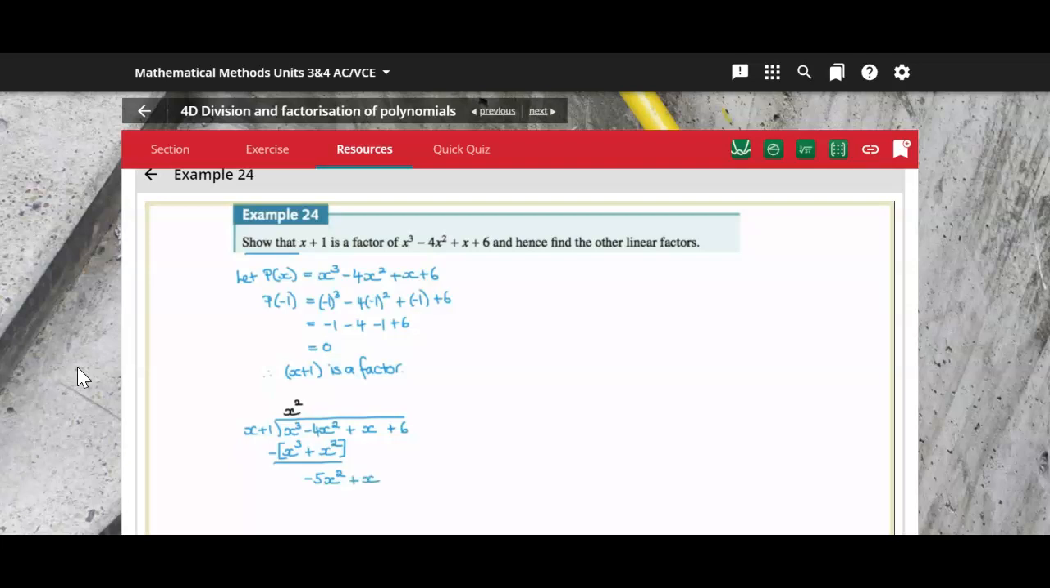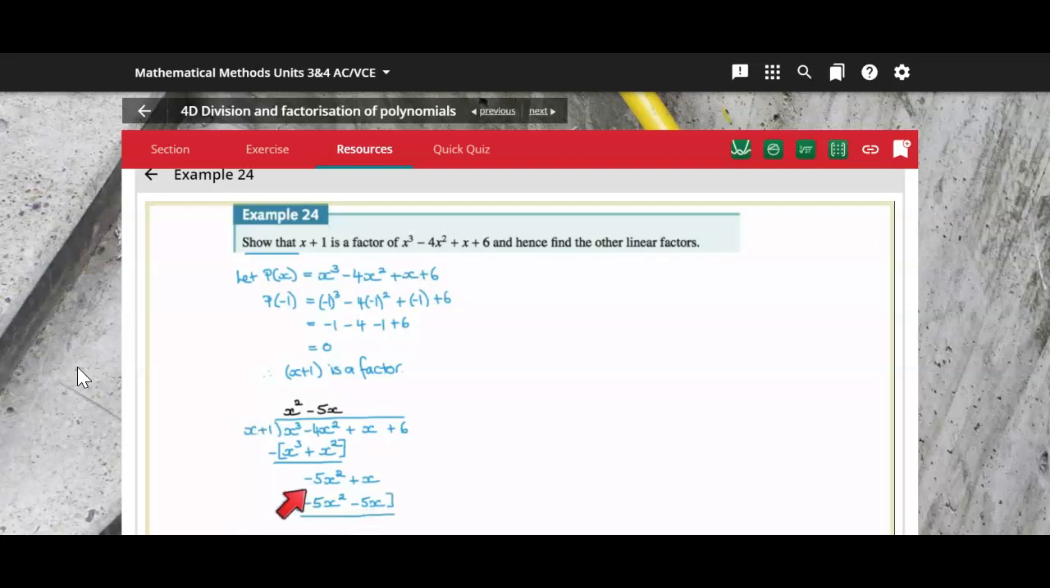Now I start my circles again. So x times what is -5x squared? The answer to that is -5x. So that gets written up the top here. My next step is to say -5x times this expression out the front. So -5x times x gives me -5x squared, and -5x times 1 gives me -5x. Again, I do a subtraction.